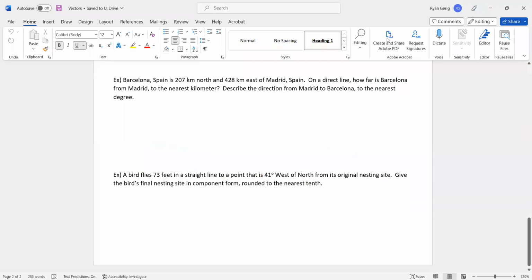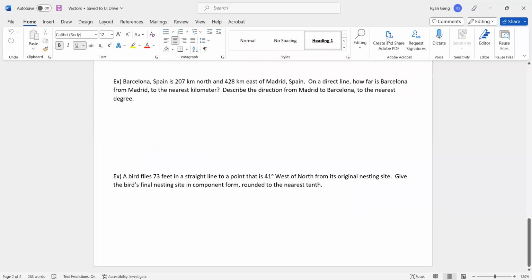All right, a couple word problems here. They're not hard once you get them sketched. Barcelona, Spain is 207 kilometers north and 428 kilometers east of Madrid, Spain. On a direct line, how far is Barcelona from Madrid to the nearest kilometer?